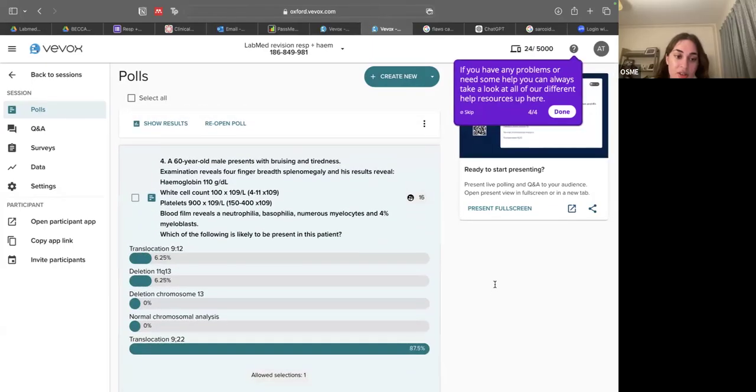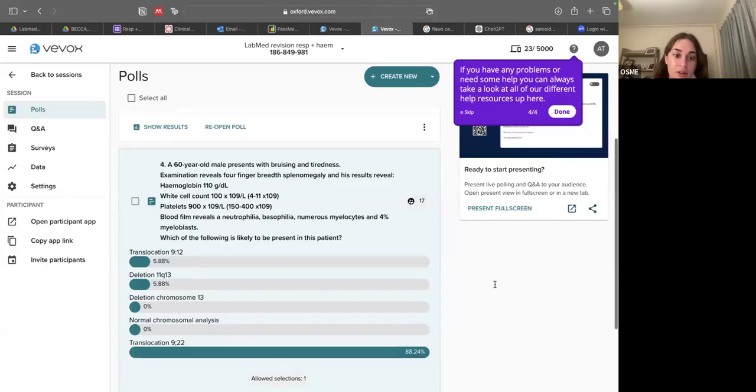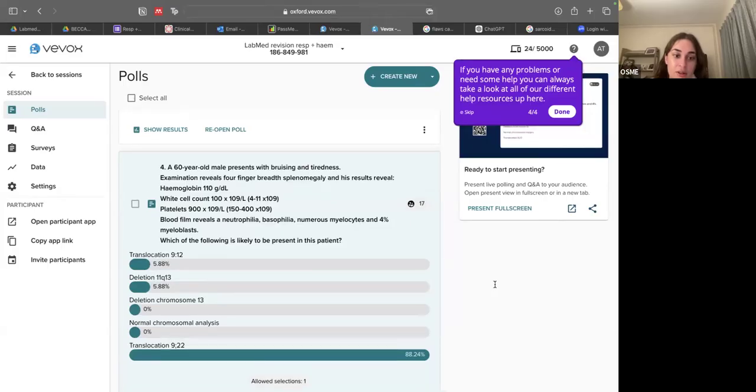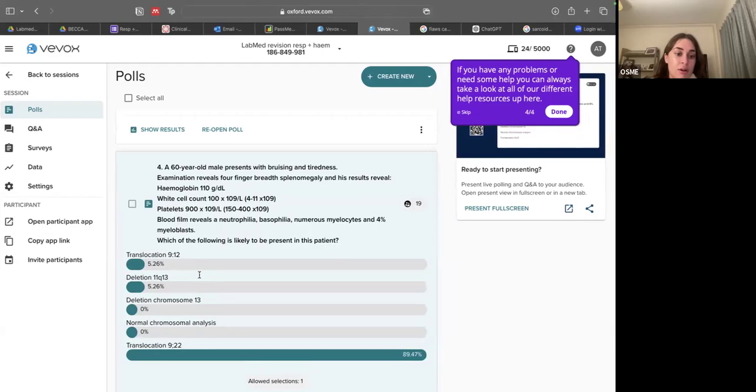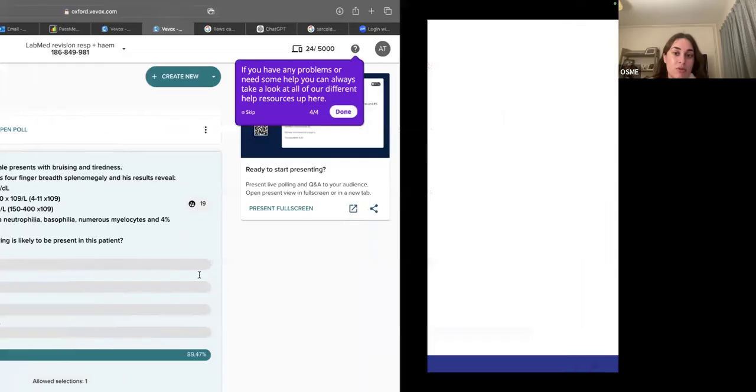Okay, nice. Yes, it's 9;22 translocation for CML. These two, the 9;12, just make sure you remember it's 9;22 translocation, not 9;12. And then this is a completely different mutation for a different thing. Okay, moving on.